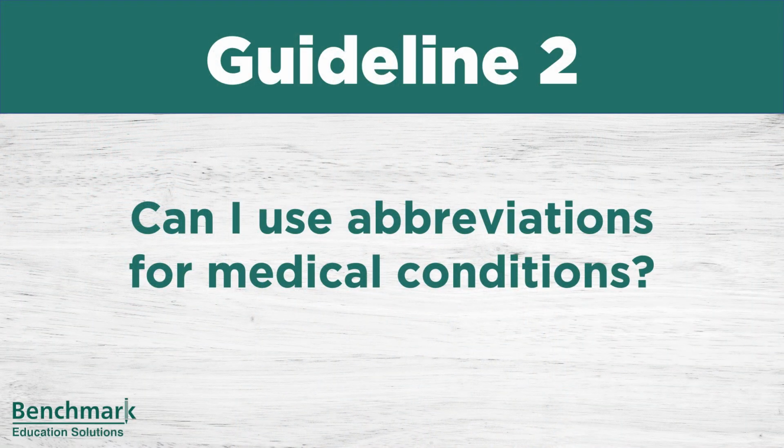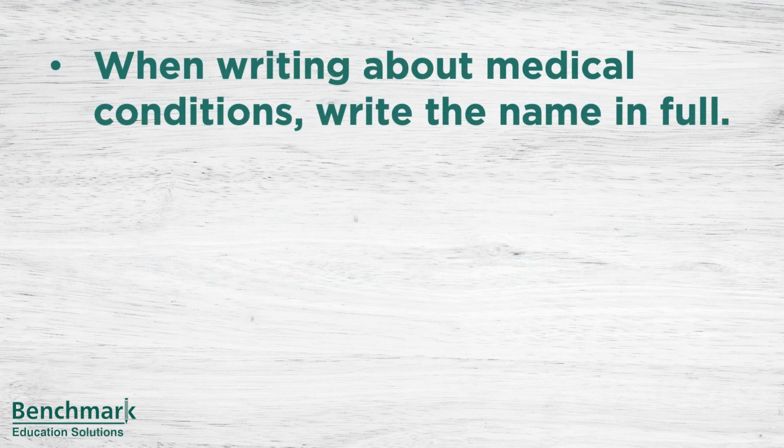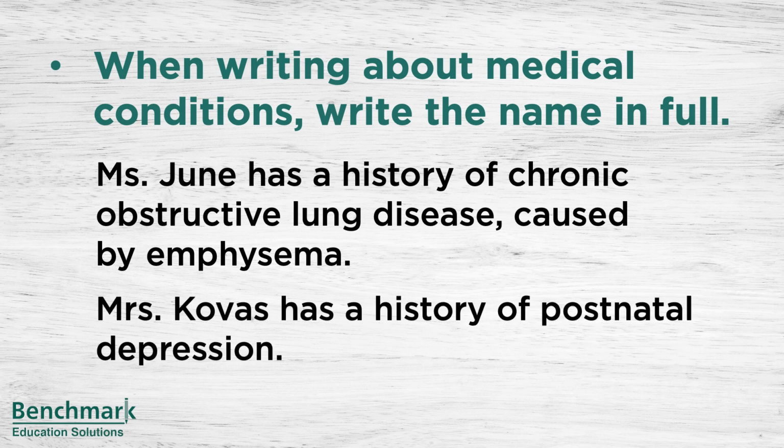Now here's guideline number 2. Can I use abbreviations for medical conditions? We suggest that when you are writing about medical conditions, you should write the name in full. Here are some examples. Ms. June has a history of chronic obstructive lung disease caused by emphysema. Ms. Kovas has a history of postnatal depression.